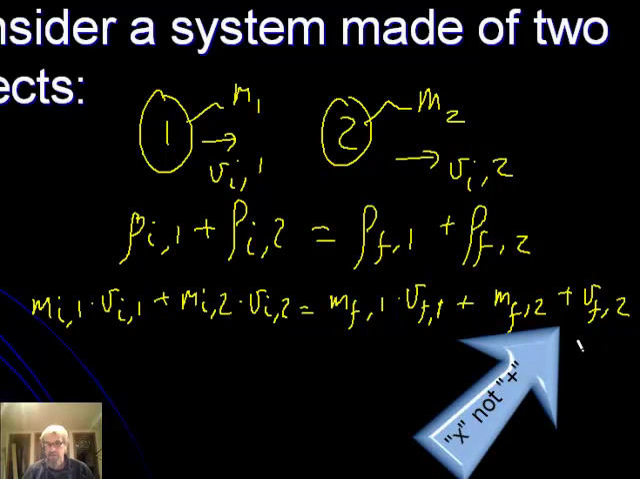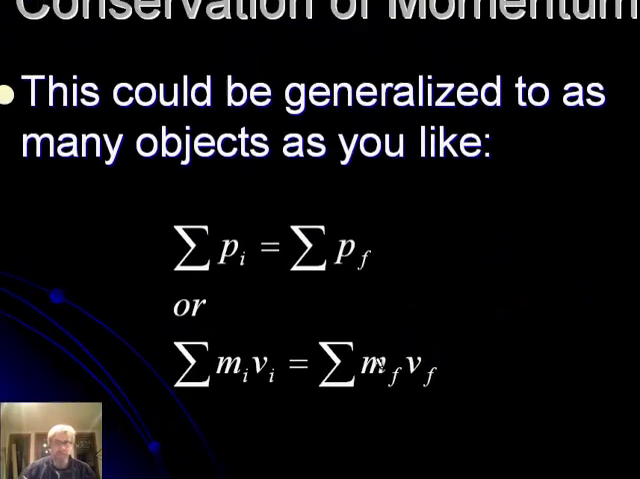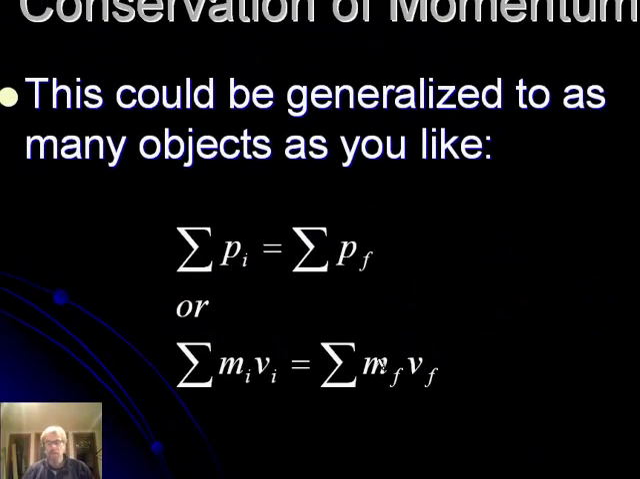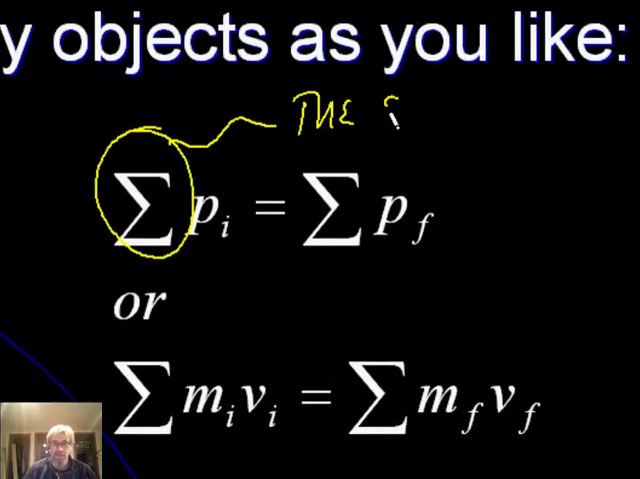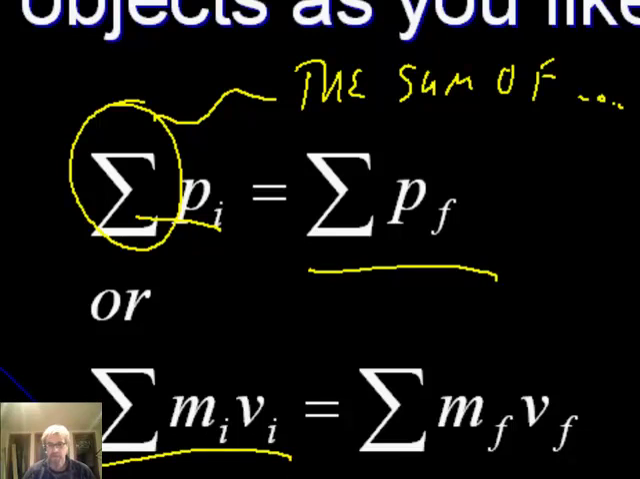Now, most of the time we don't see changes in mass, but it can happen depending on the kinds of interactions that occur. We could generalize this to more than two objects, as many objects as you like, in fact, and we can use this Greek letter sigma that signifies the sum of. You've probably seen that before. That Greek letter sigma means the sum of what comes afterwards. So the sum of all the initial momenta has to be equal to the sum of all final momenta, or the sum of initial masses times velocities is the sum of all final masses times velocities.